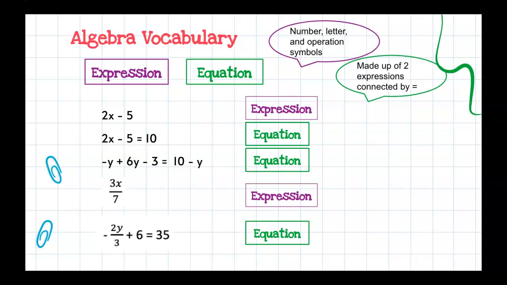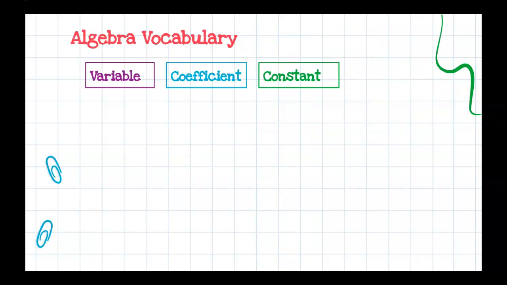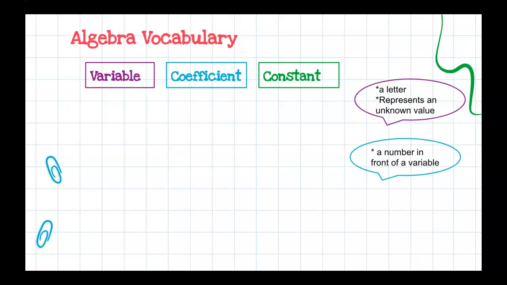Now, let's go to the second set of vocabulary. These are variable, coefficient, and constant. A variable is a letter, any letter in the alphabet, and it represents an unknown value. And then if a variable is a letter, then a coefficient is a number, and it is usually in front of a variable or a letter. The last one, which is the green one, is the constant, and it's a real number on its own, and it can be positive or negative. It can be a fraction and it can be a decimal.